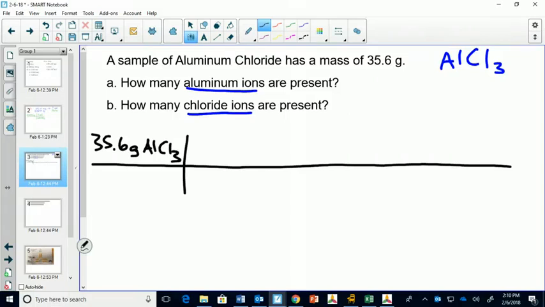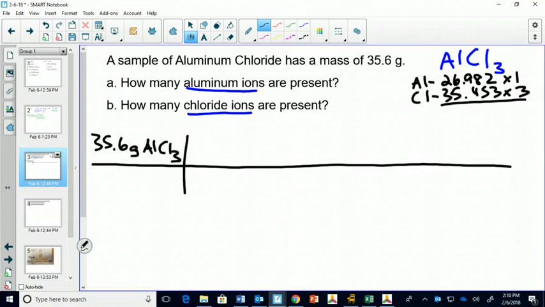Are we cool? How do I find the molar mass of aluminum chloride? The pieces, right? So what's aluminum? Help me out. What's its molar mass? 26.982. Okay, and there's only one of them. And chlorine, what's it? 35.453? And I multiply it by 3, because there are 3 in there, right? So what's that total? Can somebody add that up for me?